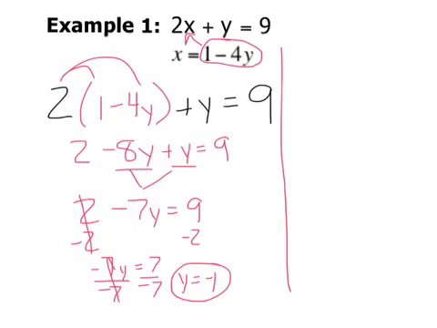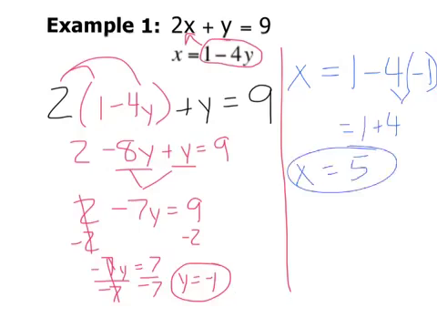So I take my y value and I plug it in for y. So I have x equals 1 minus 4, and what was my y value? Negative 1. That's the one I just found. So now all I do is simplify. Negative 4 times negative 1 is a plus 4, and 1 plus 4 is 5. So I have x equals 5. Then my ordered pair answer is 5, negative 1. Okay? So that's the process of substitution.